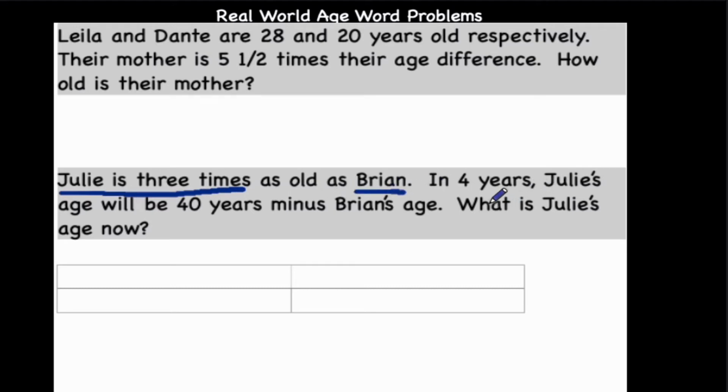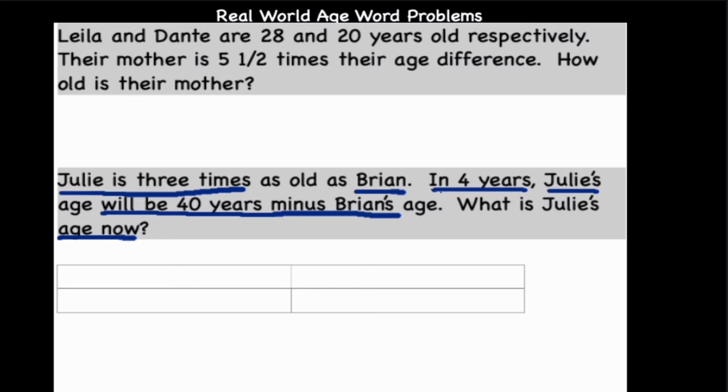And then another key is in 4 years, Julie's age will be 40 years minus Brian's age. Okay, so we have in 4 years, and we have Julie's age will be 40 years minus Brian's age. Okay, what is Julie's age now? Okay, so here we have what we do need. We have enough information to go ahead and solve this particular problem.